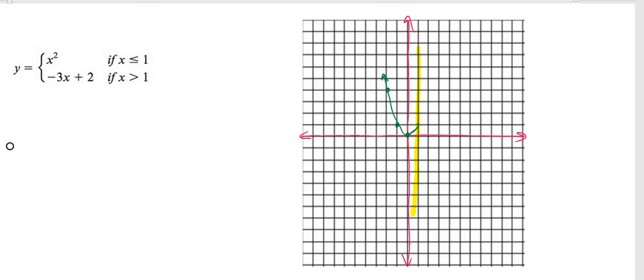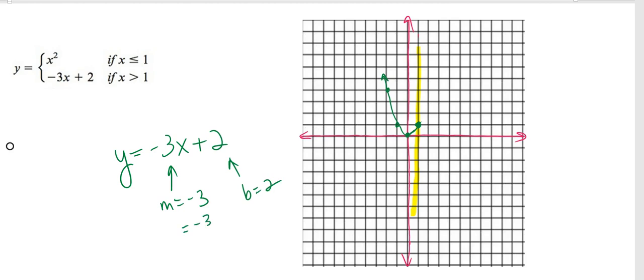What happens when x is equal to 1? Is it going to use the top function or the bottom function? Well, because it has the words less than or equal, we know we're going to use the top function. So we're going to draw a closed circle here. Let's see what happens when we're greater than 1. So when we're greater than 1, we're going to use the equation y is equal to negative 3x plus 2. So our m is negative 3, and our y-intercept is 2. So we can write this as negative 3 over 1 and go down 3 to the right 1.